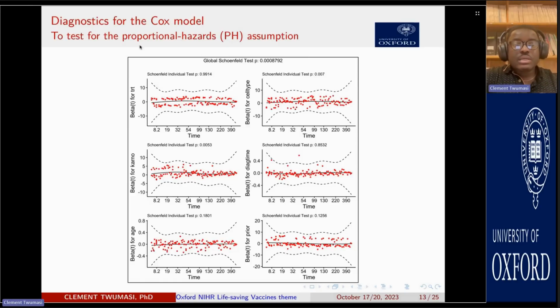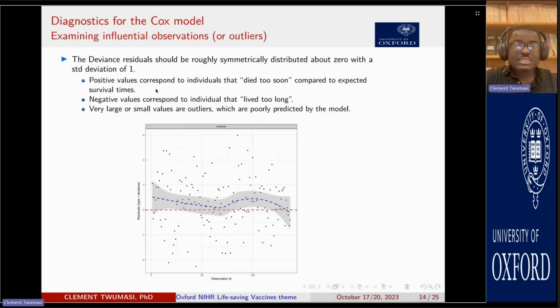especially this particular one, which you can get a nice graph like this in R, for instance. And then another assumption is that we should also examine whether there were outliers or influential observations. I've just summarized that there's a particular plot you could do. So another type of residual, as I said, we have the Schoenfeld residual, we have the Martingale residual. We also have a deviance residual.